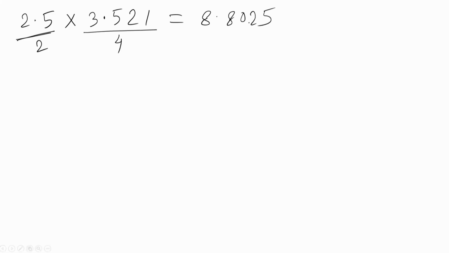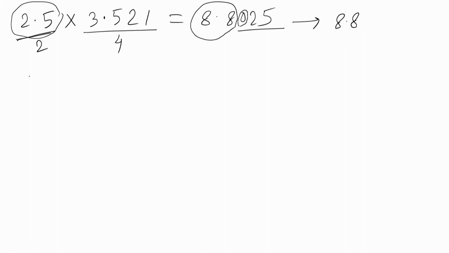8.8025. Now the number with the least significant figures is this, which has two significant figures. So the answer should also have two significant figures. So if we take these, we will have to remove the rest. So we are removing 0. So this will remain unchanged. So we get the answer as 8.8. Okay.